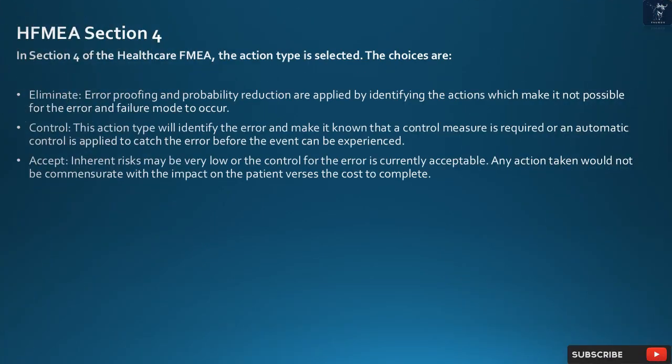HFMEA Section 4. In Section 4 of the Healthcare FMEA, the action type is selected. The choices are: eliminate, error proofing and probability reduction are applied by identifying the actions which make it not possible for the error and failure mode to occur. Control, this action type will identify the error and make it known that a control measure is required or an automatic control is applied to catch the error before the event can be experienced. Except, inherent risks may be very low or the control for the error is currently acceptable. Any action taken would not be commensurate with the impact on the patient versus the cost to complete.